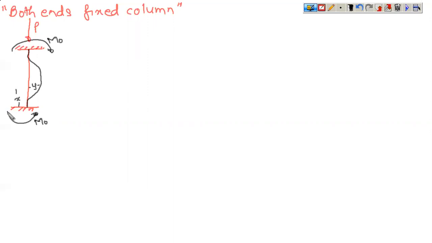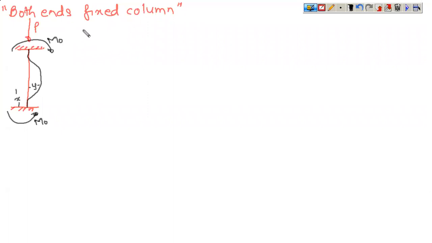Let us say that we have an anti-clockwise moment. If this is clockwise, this becomes anti-clockwise, so it is one and the same. If you have a clockwise moment acting of magnitude M naught here, then you have an anti-clockwise moment of magnitude M naught acting over here, and they counterbalance themselves.